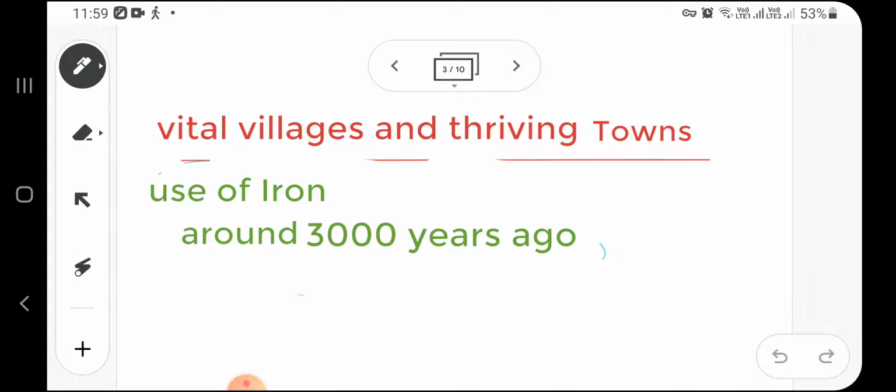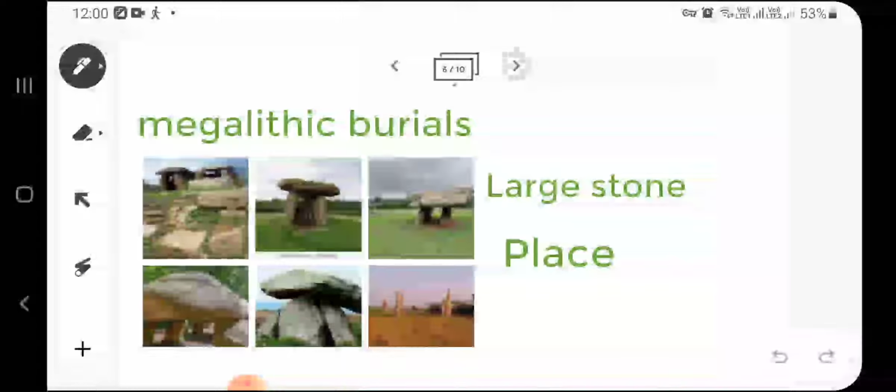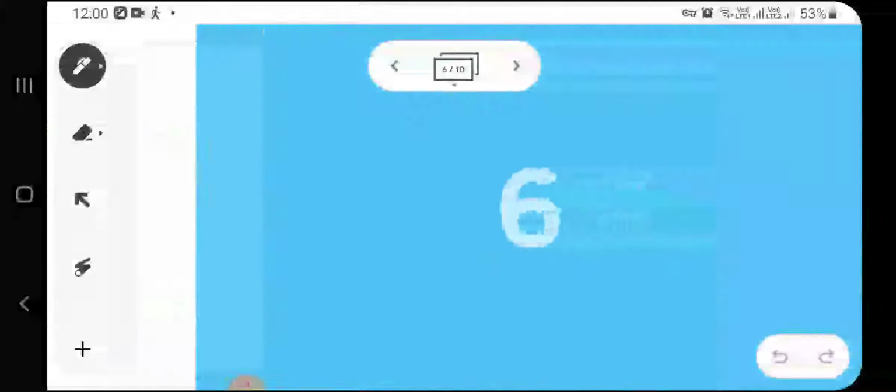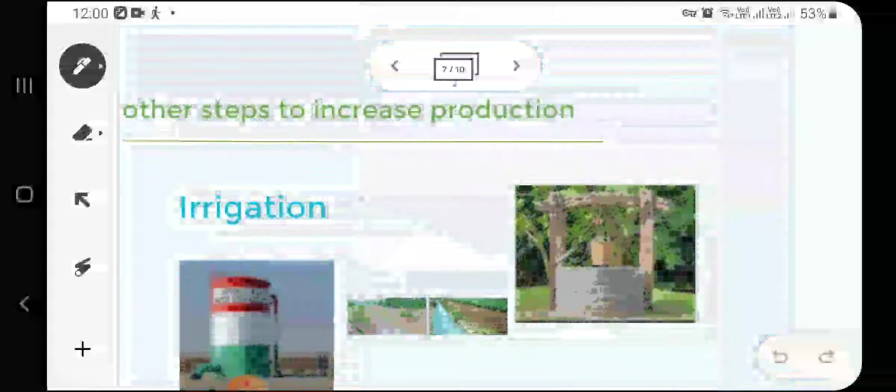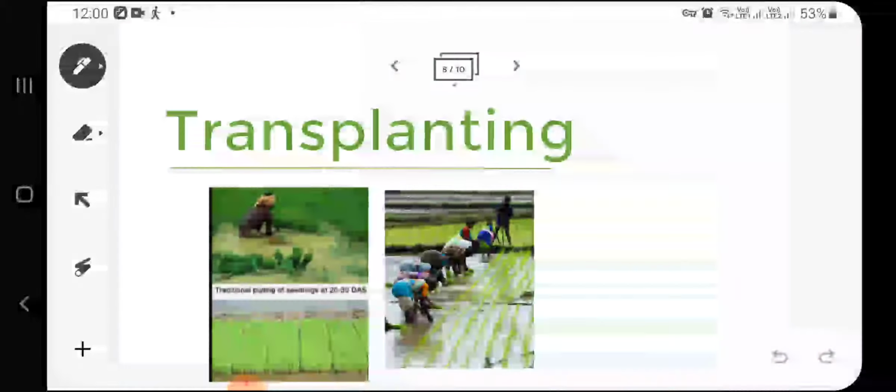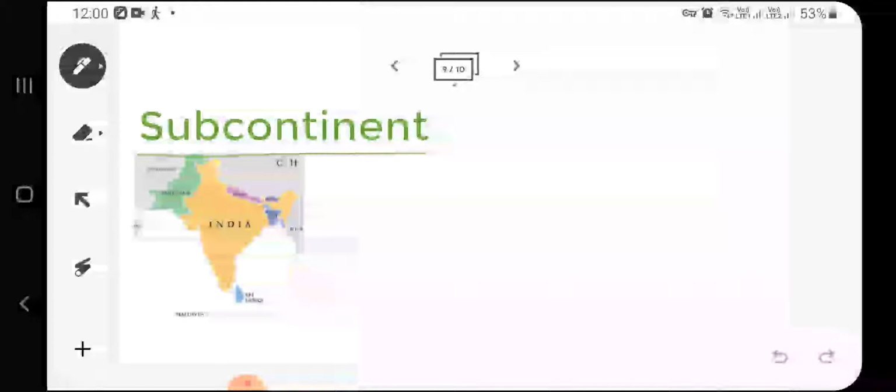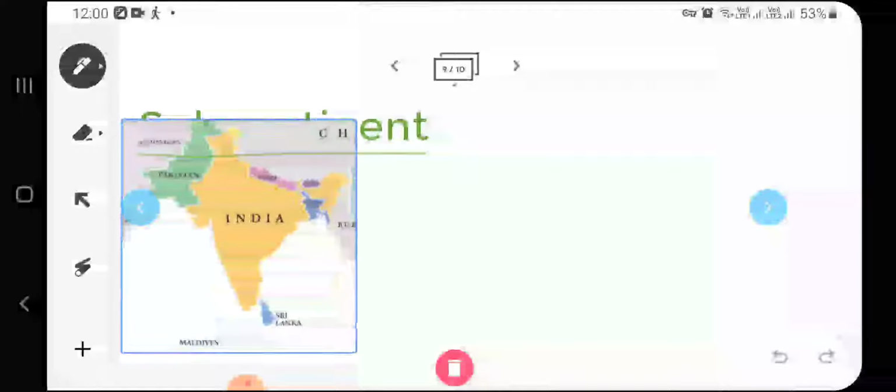Children, do you know when the use of iron began? You don't know the exact date, isn't it? It began in the subcontinent around 3000 years ago. So, what is a subcontinent? You should understand everything. Here I'll show you the map. See, India is a subcontinent, the Indian subcontinent.